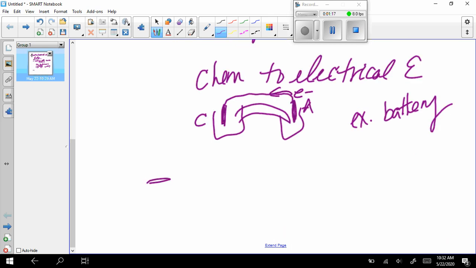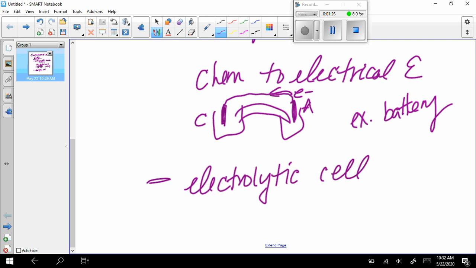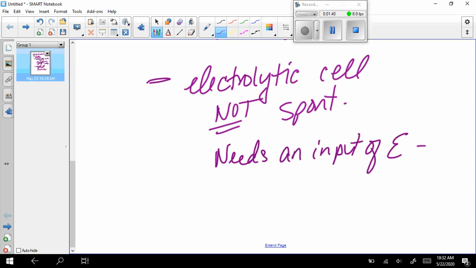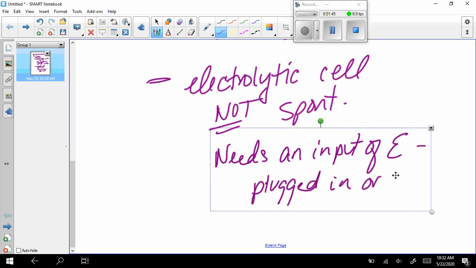The kind of reaction and the kind of electrochemical cell that we're going to focus on today is called an electrolytic cell. So an electrolytic cell is not spontaneous. If it's not spontaneous, it will not work without energy. So it needs an input of energy. So it either needs to be plugged in or it needs a battery attached to it. So it needs something to give it power.